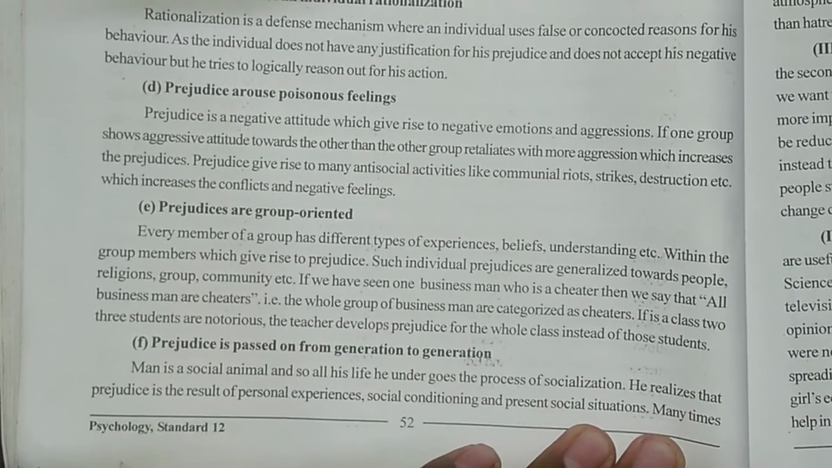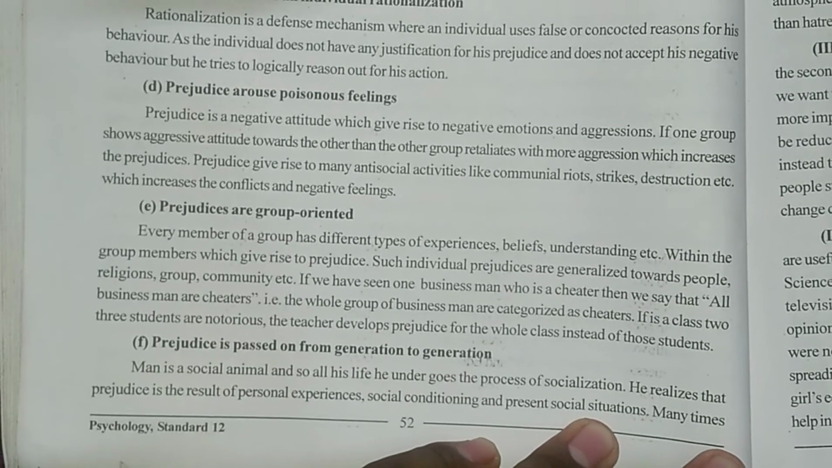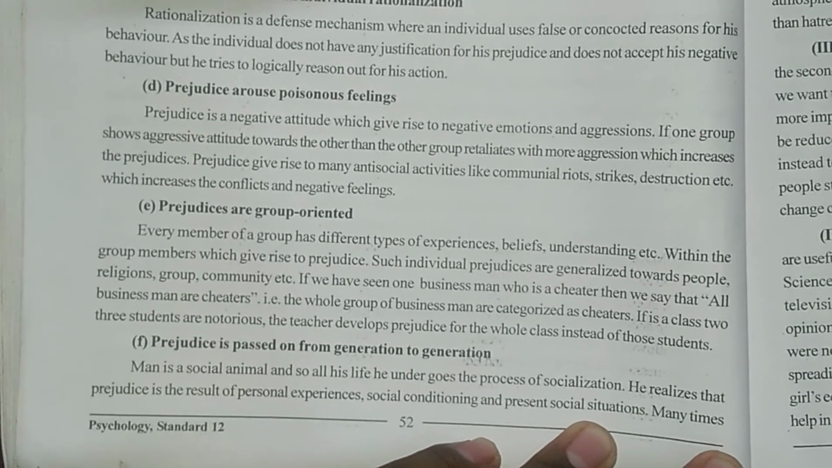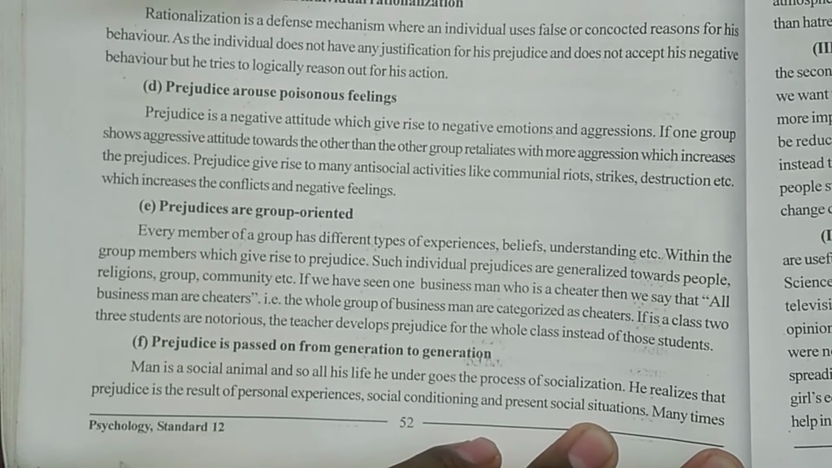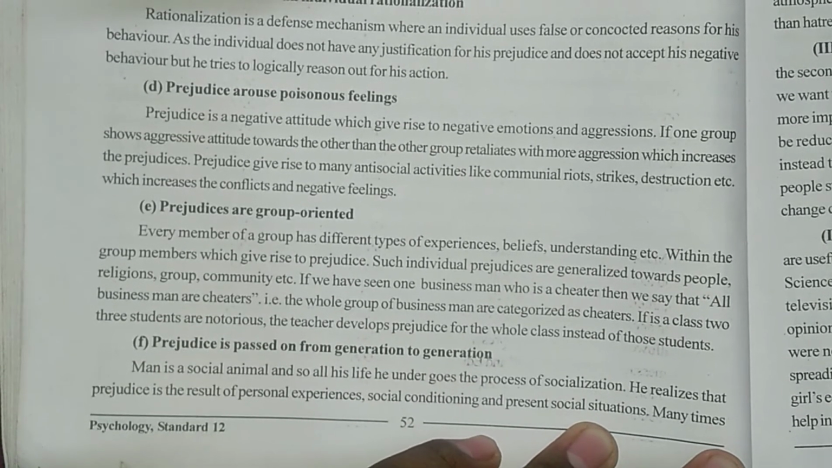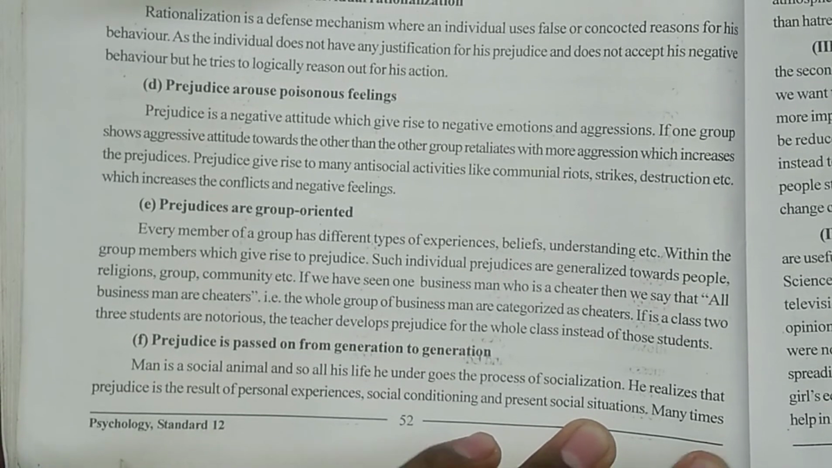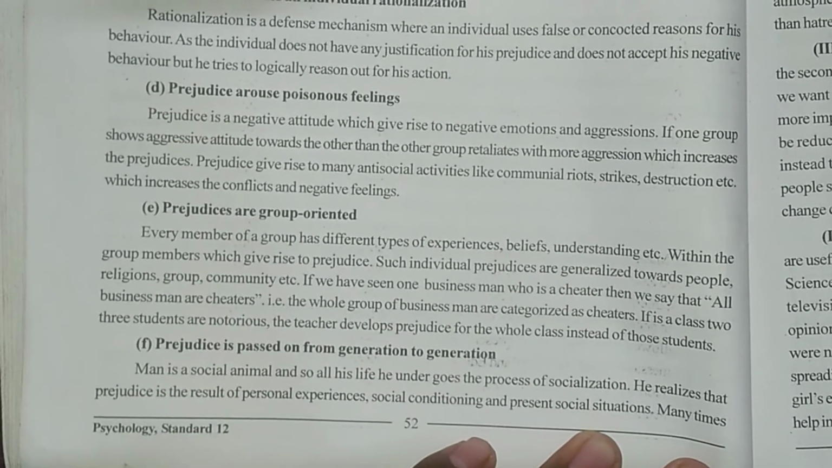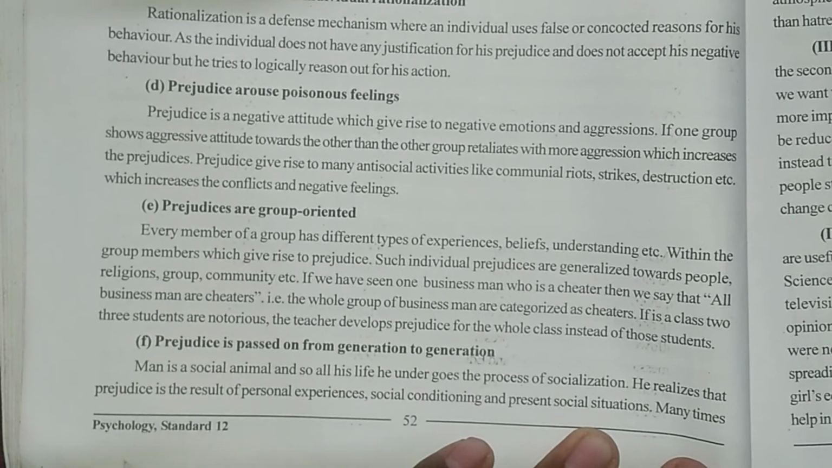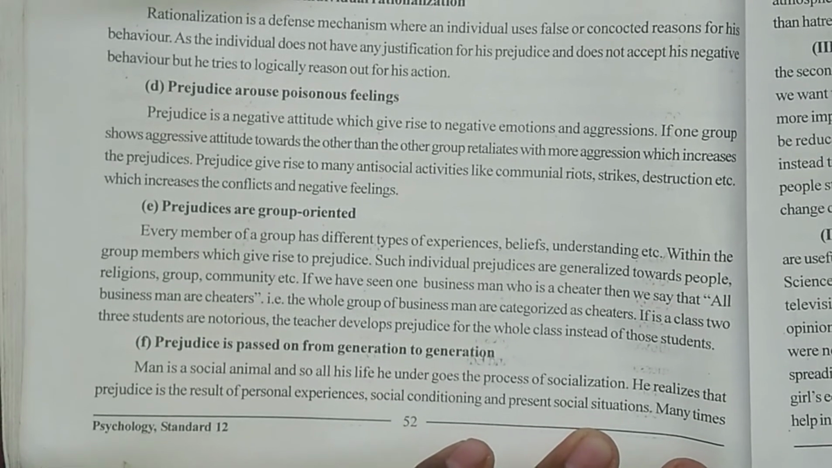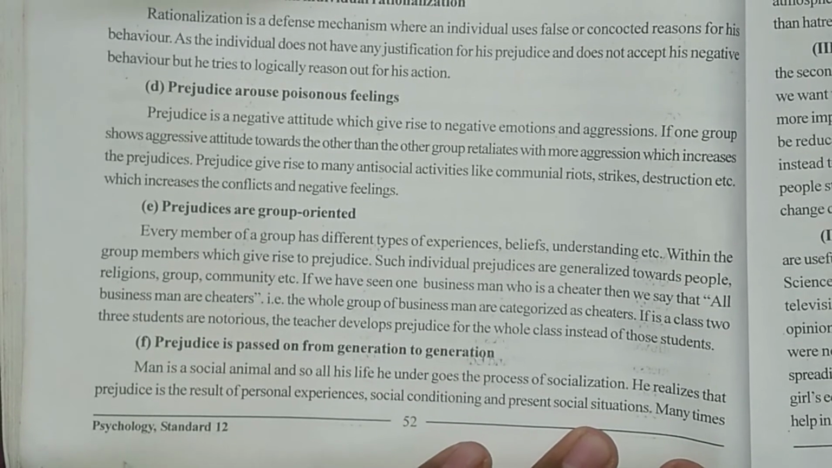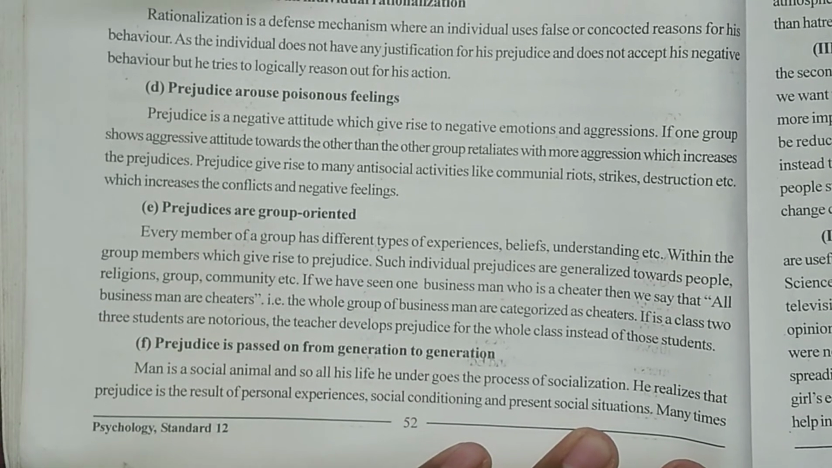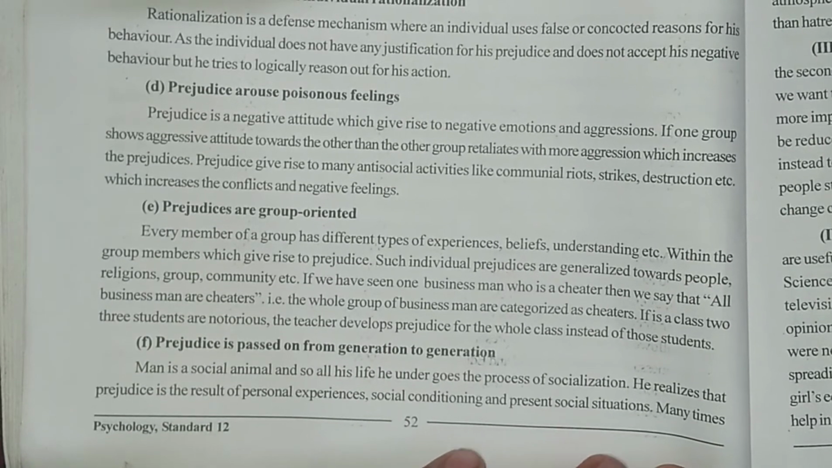So every member of the group has different types of experiences, beliefs, understanding, etc. within the group, which give rise to prejudices. Such individual prejudices are generalized towards the people of a religious group, community, etc. If we have seen one businessman who is a cheater, then we say that all businessmen are cheaters. That is, the whole group of businessmen is categorized as cheaters. If in a class two or three students are cheaters, the teacher develops a prejudice for the whole class instead of only those students.